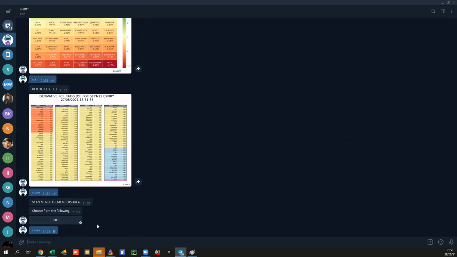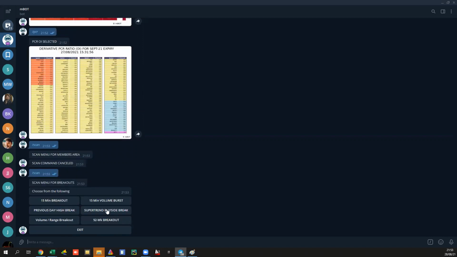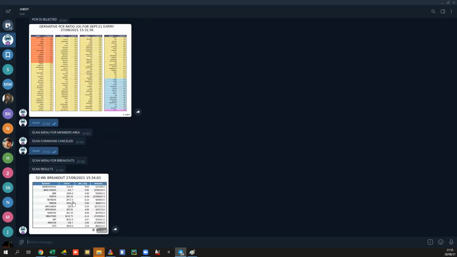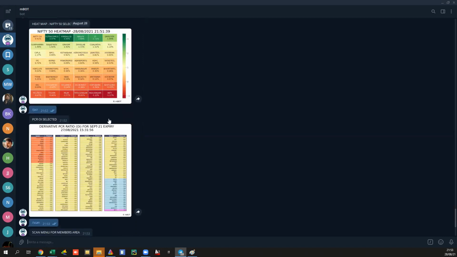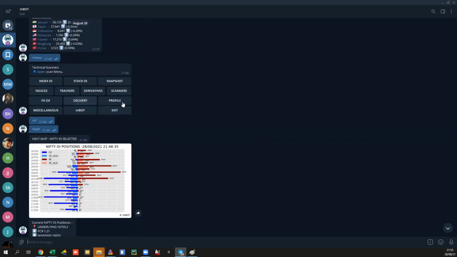These scanners are very helpful. You can go for volume breakouts or CPRs, whatever you are using in your trading. I don't personally use all that. So you can have a 52-week breakout list, volume or range breakout, 15-minute breakout. All this is available, right? And there are some other commands also. I will just quickly show FII DII data, delivery data. So this is all we are aware of.